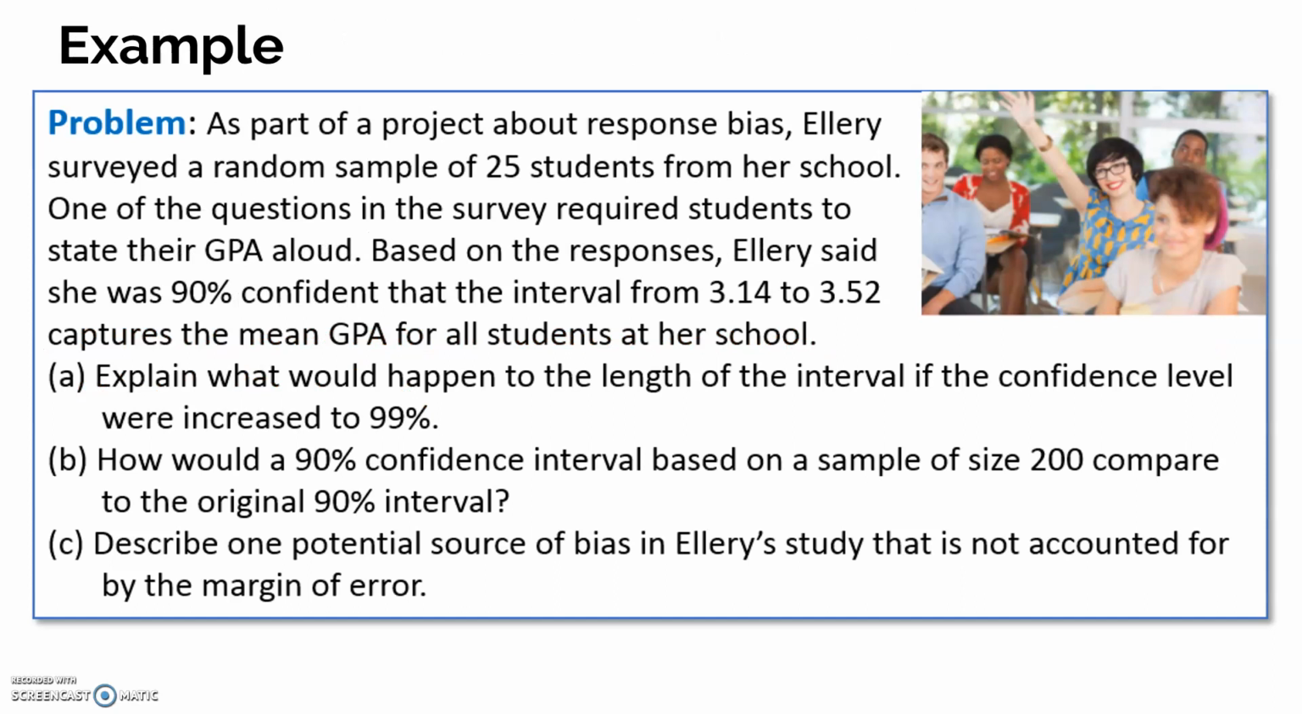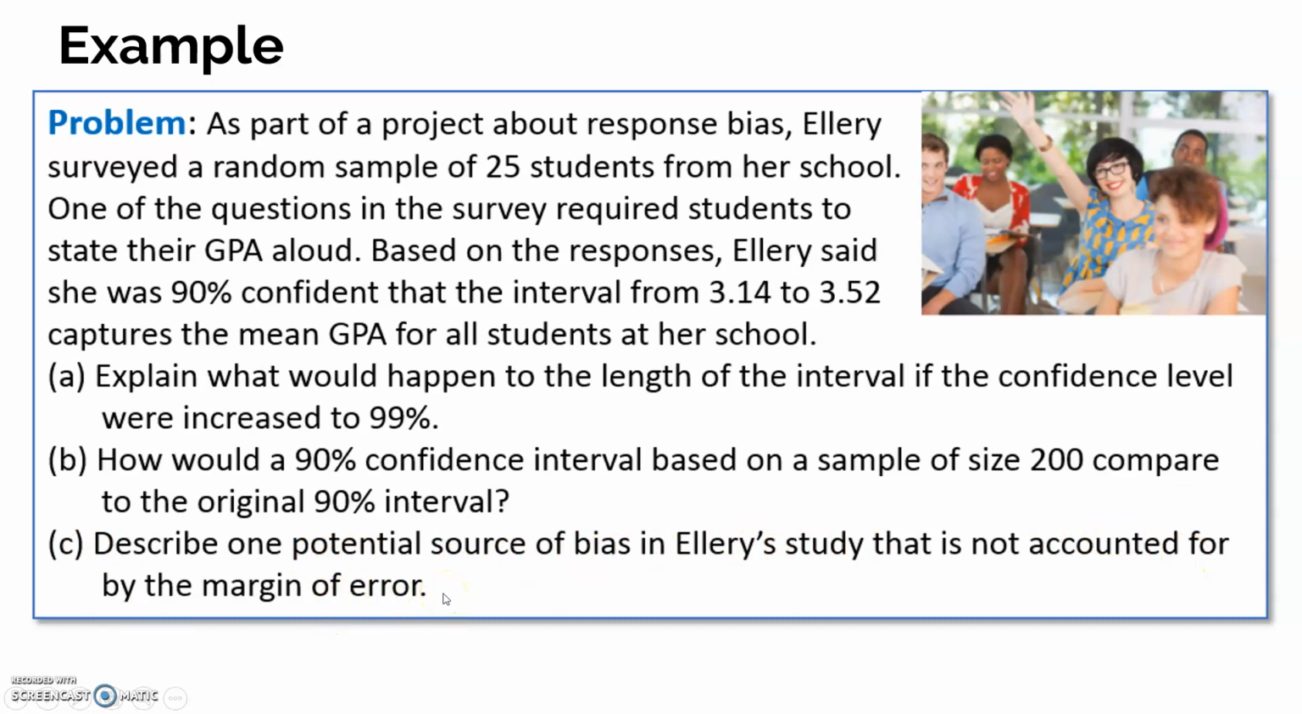All right, let's look at this problem that we talked about yesterday. And what I really wanted to do was look at C. As we talked about A and B yesterday, what would happen to the length of the interval if the confidence level goes up? So again, when the level goes up, your margin of error goes up along with it. Here we said when sample size goes up, your margin of error goes down. But I want to talk about this problem here, which is C.